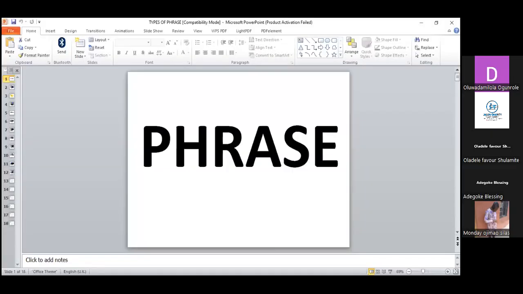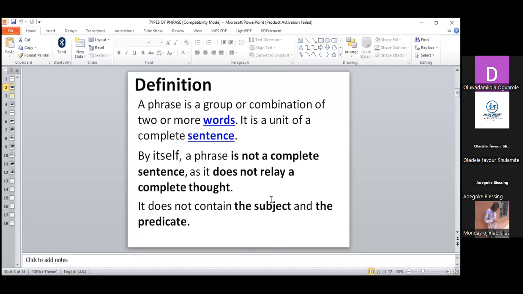And today we'll continue our class. Today we'll continue our class on phrases. Now, the last time we met, we discussed what a phrase is, and we were able to define a phrase as a group or combination of two or more words, and we said it is a unit in a complete sentence.